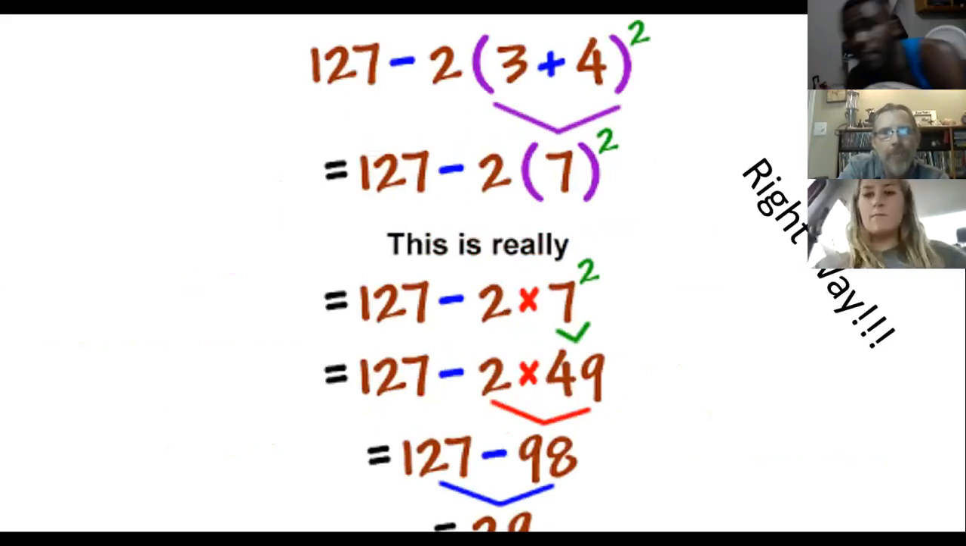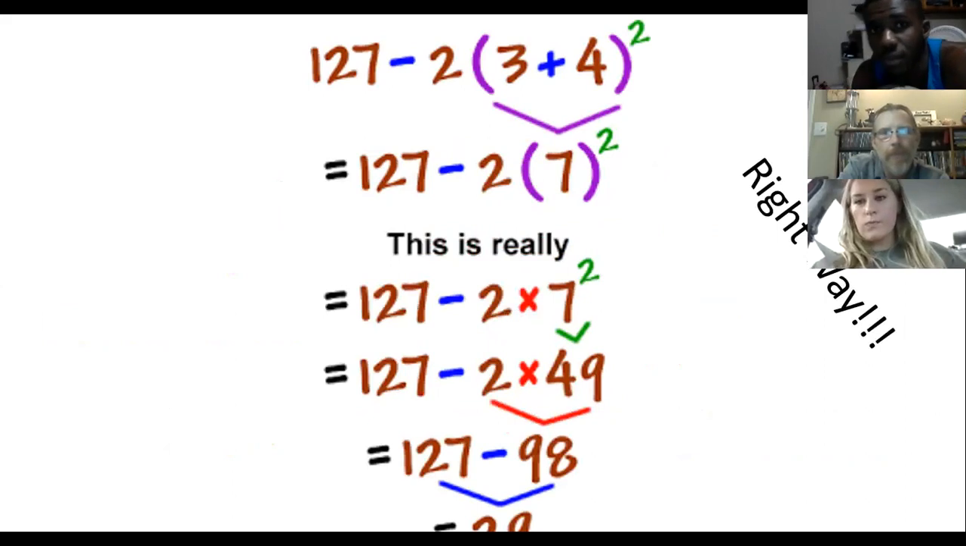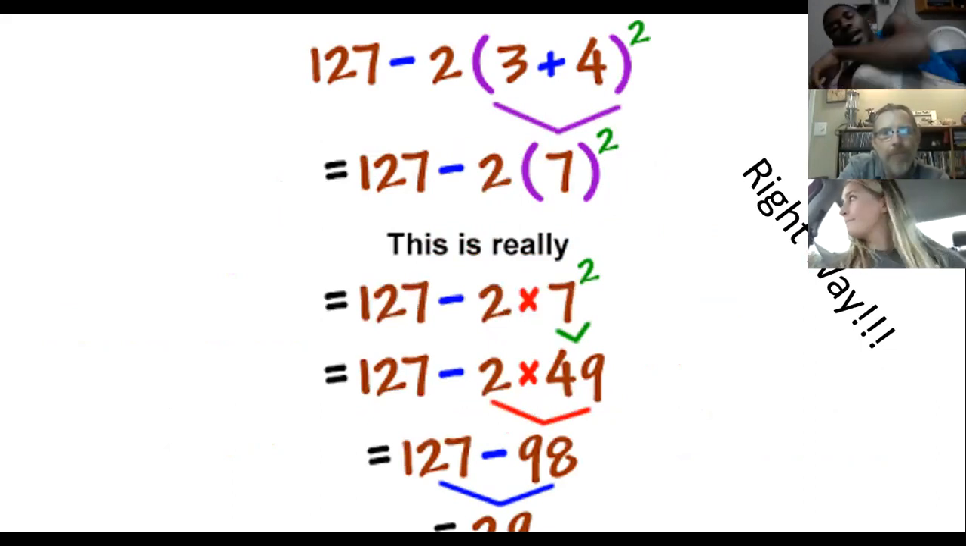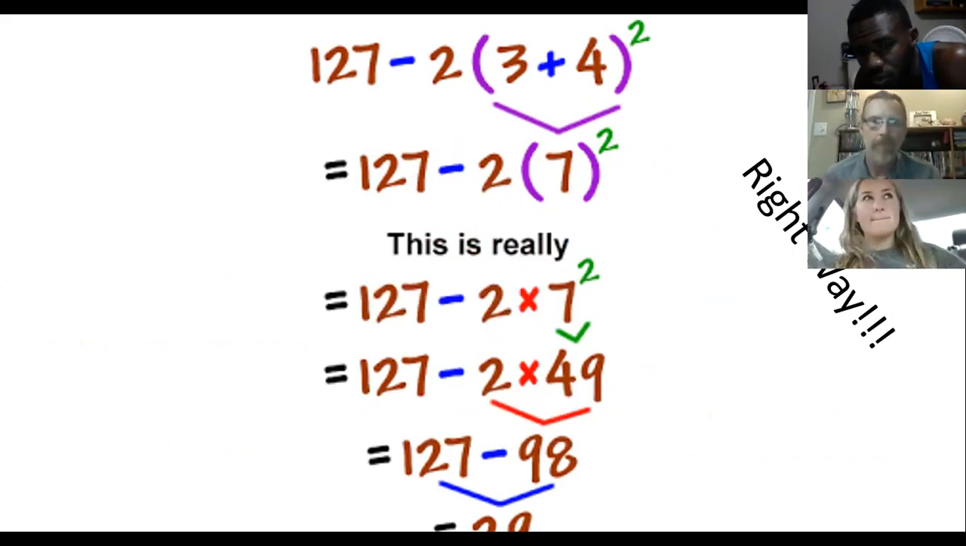Here, they have the parentheses, exponents, and then going back to here, you start out with the parentheses, and then you move to the exponent. So in parentheses, you have 3 plus 4 equals 7. And then the parentheses go away and it goes down to the next step. 7 squared equals 49. And then you multiply. So you have 2 times 49 equals 98. And then you come over to the subtraction. 127 minus 98 equals 29. And that's how to use PEMDAS the right way.